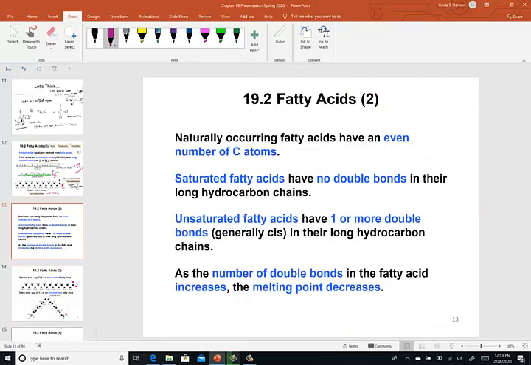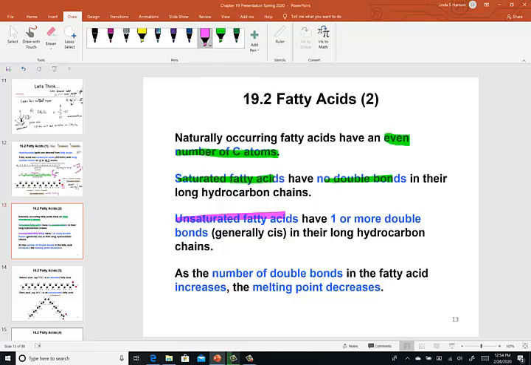Naturally occurring fatty acids, such as palmitic acid from the previous slide, always contain an even number of carbon atoms. Somewhere between carbon 12 up to carbon 20, but always with an even number of carbon atoms. You'll see the term saturated fatty acid when they have all single bonds. Another way of saying that is no double bonds in their long hydrocarbon chains. Saturated fatty acids contain no double bonds, whereas unsaturated fatty acids have at least one and sometimes many double bonds.